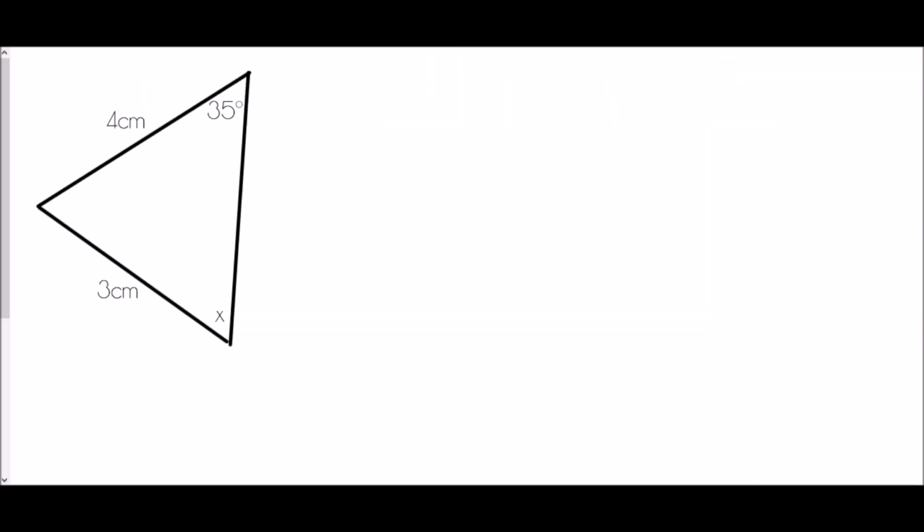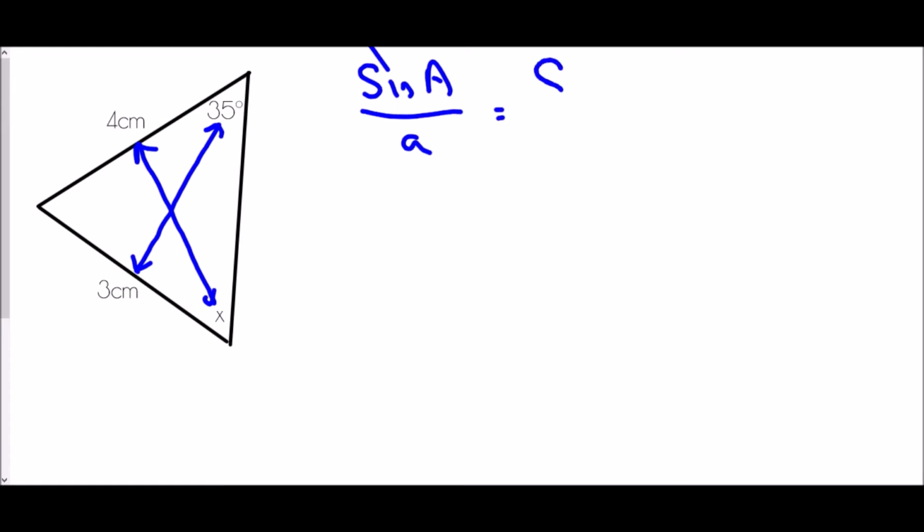So next we're going to try to find a missing angle in a triangle. And so once again we just need to do that first check, which is can we match an angle with the side which is opposite it? Well, here is the 3 centimetre side, it is opposite the 35 degrees, and the X, the angle we are trying to find, is opposite the 4 centimetres. It's formed the cross, so we can use the sine rule, but this time we're going to use the sine rule for finding an angle, which means that the angle goes on the top. So sine A over little a equals sine B over little b.